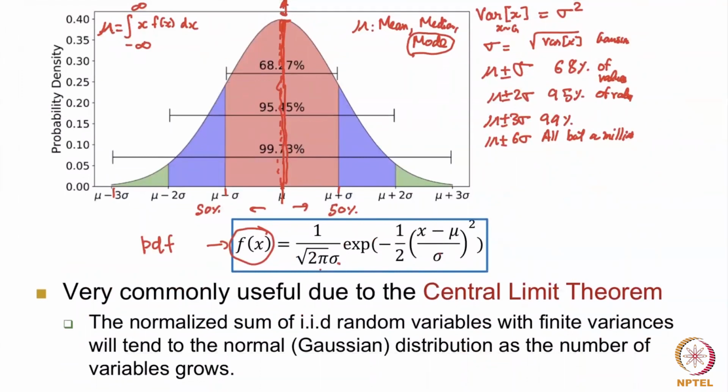That is because even if the individual distribution is not Gaussian, the normalized sum of identically distributed, remember that term IID again, independent identically distributed random variables with finite variances will tend to a Gaussian distribution as the number of variables grows. So I don't want to discuss this too much. This requires a full course in statistics, or at least it's usually a part of a full course in statistics, and we are relegating almost all of probability and statistics to just this 1 week.